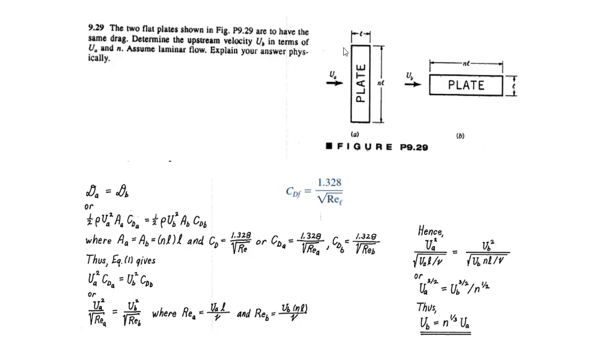So when you tilt it, this nl will be along the flow direction, and when this is facing up front, the length is small l. So the question is, the plates have the same drag. Determine the upstream velocity UB in terms of UA and n. Assume laminar flow. Explain your answer physically.